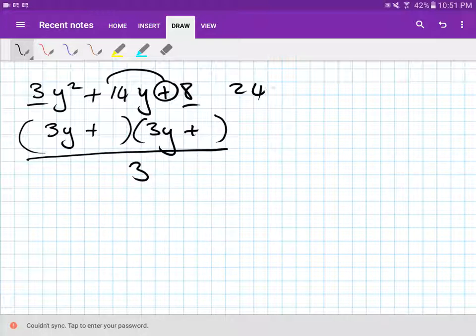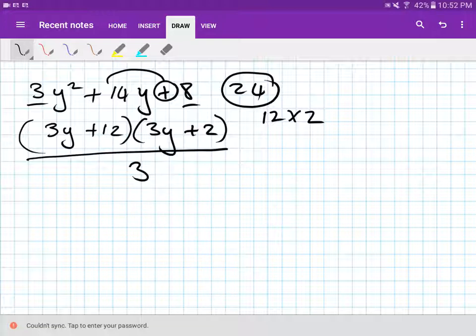Now, what times what gives me 24 and adds to give me 14? Obviously 3 and 8 add to give 11, so it's not good. The best one is 12 and 2. 12 times 2 is 24, and they add to give me 14. Again, it doesn't matter where I put 12 or 2, because both are positive.